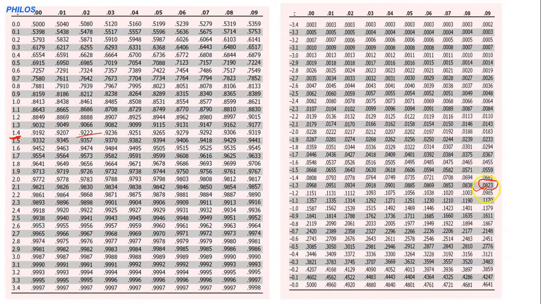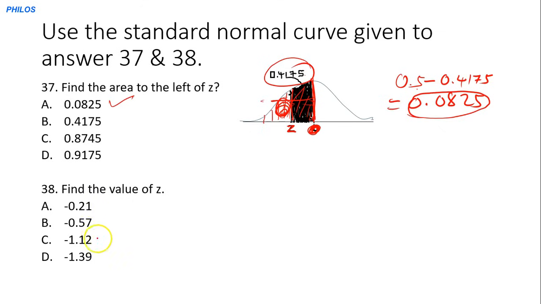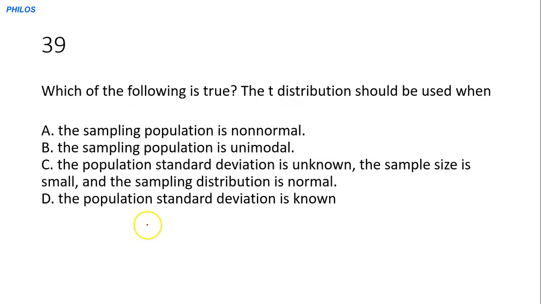0.0823 is closer to 0.0825. So we take the z-score of this one, which is negative 1.39. Or you can take the z-score of the two of them and find the average, but I prefer to take negative 1.39. So let's check if it's in the possible answers. Yes, it's there. So the answer is D, negative 1.39. Let's proceed to the next question.